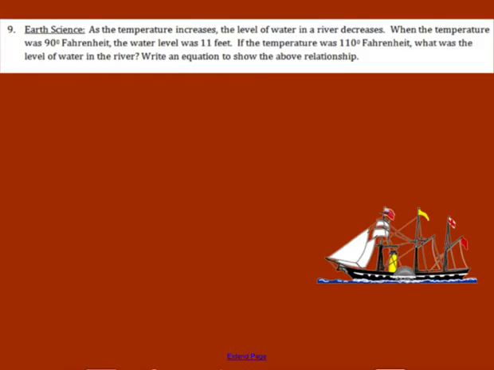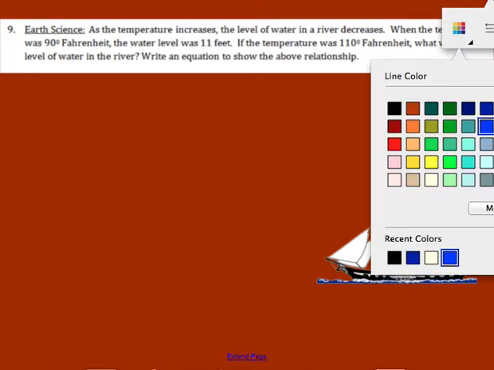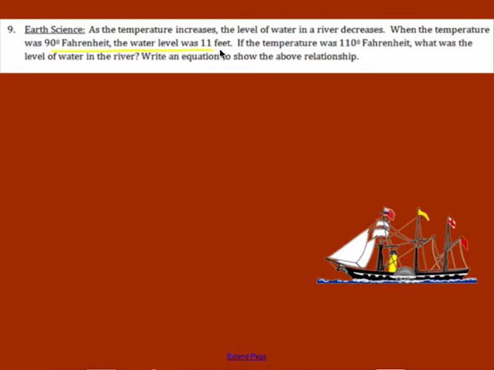Let's take a look at number 9, earth science. As the temperature increases, the water level of the river decreases. So that immediately tells me that I am talking about inverse variation. Then it says when the temperature is 90 degrees Fahrenheit, the water level is 11 feet. The temperature is 110 degrees Fahrenheit, what is the water level of the river?